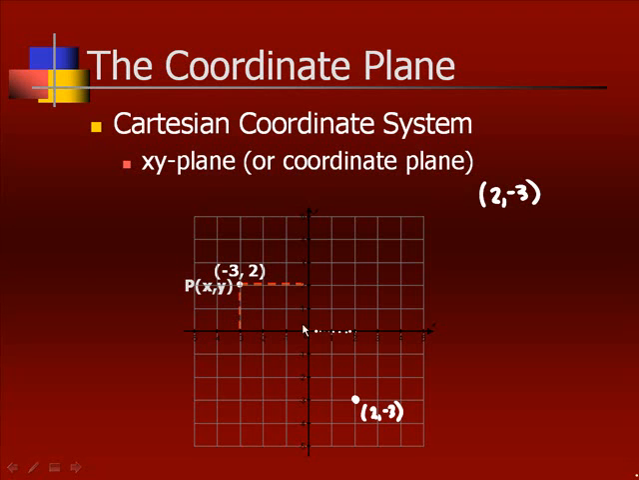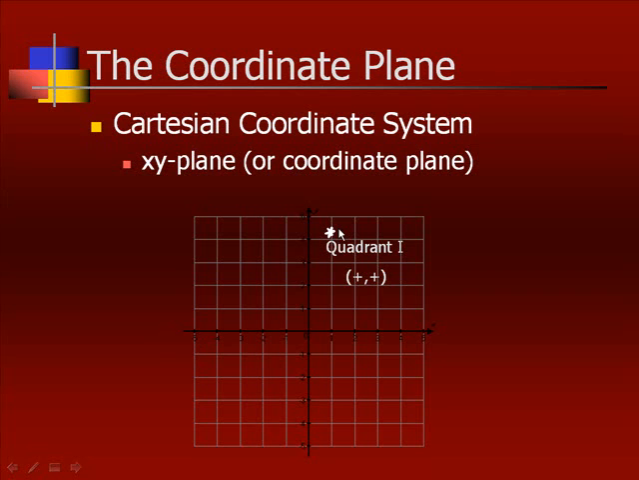So just remember, you always start counting at the origin. Do the x value left and right. Do the y value up and down. When you draw the x and y axes, that separates the graph into 4 corners. The first corner, the top right-hand corner, is called quadrant 1.